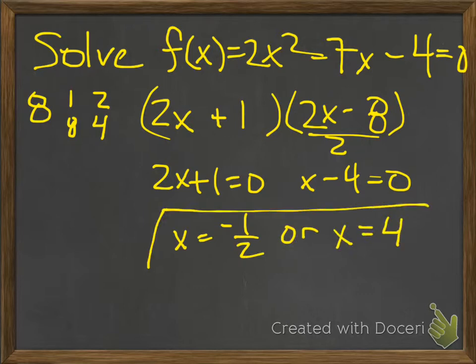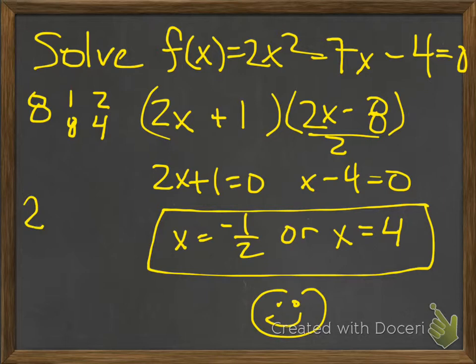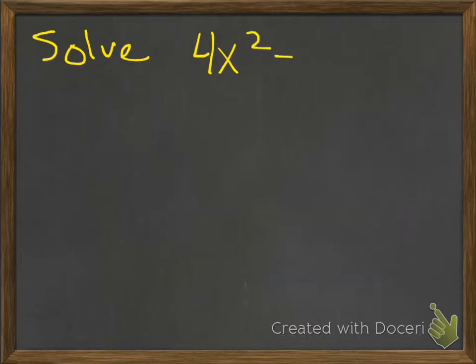Oh, I forgot. Here's a difference of two squares. 4x squared minus 25 equals 0. You should be able to quickly recognize that's the difference of two squares, and key to that is square roots.